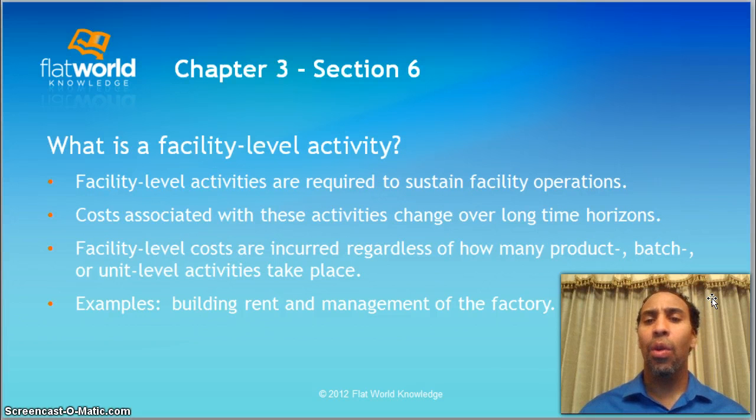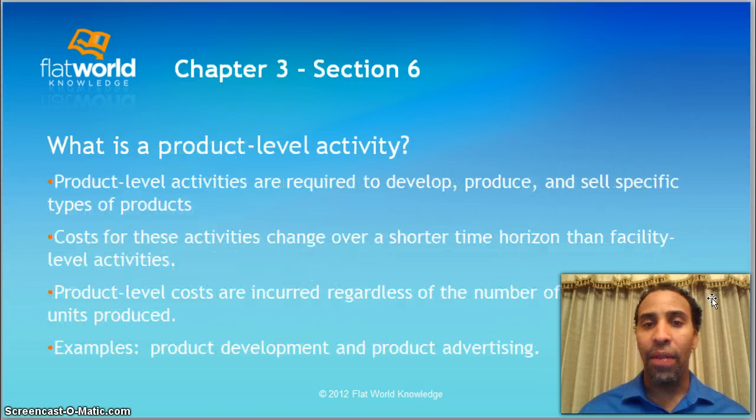Facility level activities are required to sustain facility operations. You have to keep the lights on. Costs associated with these activities change over long time horizons, and facility level costs are incurred regardless of how many product, batch, or unit level activities take place. So no matter what, you have to pay to keep the lights on. You have to pay insurance on your car no matter how many trips you take up and down the street. Examples are building rent and management of the factory.